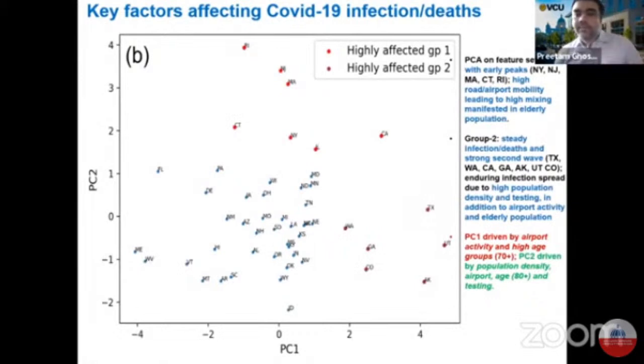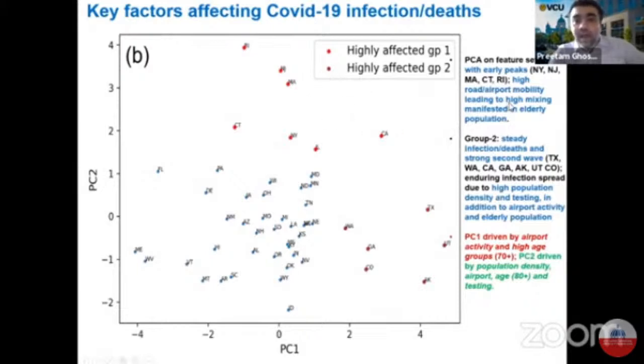When you do a principal component analysis of this problem, in the US, it will show you different clusters of states. So we got two clusters, group 1 and group 2. Group 1 is the red one, group 2 is the brown one over here.